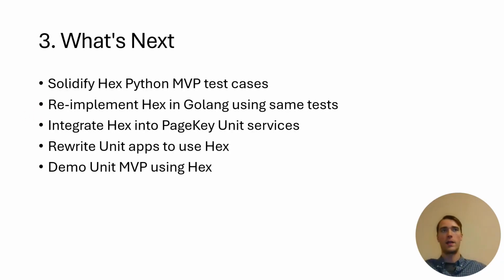Next, I need to really nail down that Hex Python MVP, the test cases, the things that it needs to do, and then go re-implement it in Golang using those same integration tests that I write for the MVP. And then I can integrate Hex into the PageKey unit because it really needs it at the very core. Rewrite the existing unit apps to use Hex, and then I can demo it hopefully using Hex at the core.